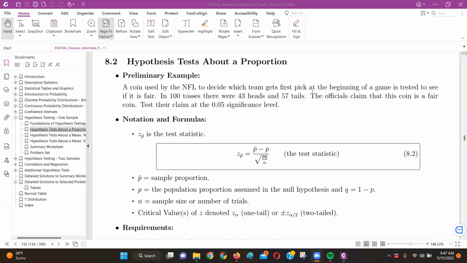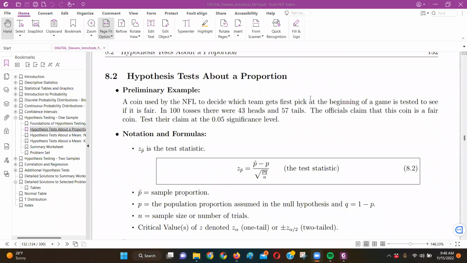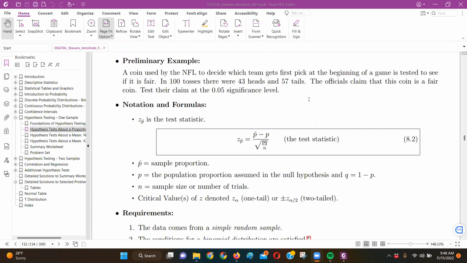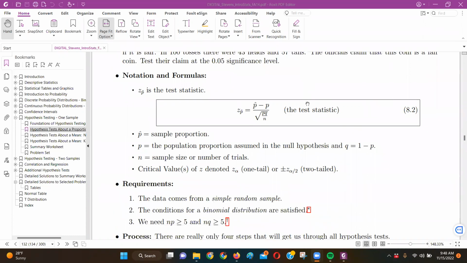Okay, in chapter 8, we have three different kinds of tests we're going to run. We're going to do tests about a population proportion. We don't know. We're testing to see if a population proportion is true. So there's three requirements, three condition checks you want to do to know whether that's true.